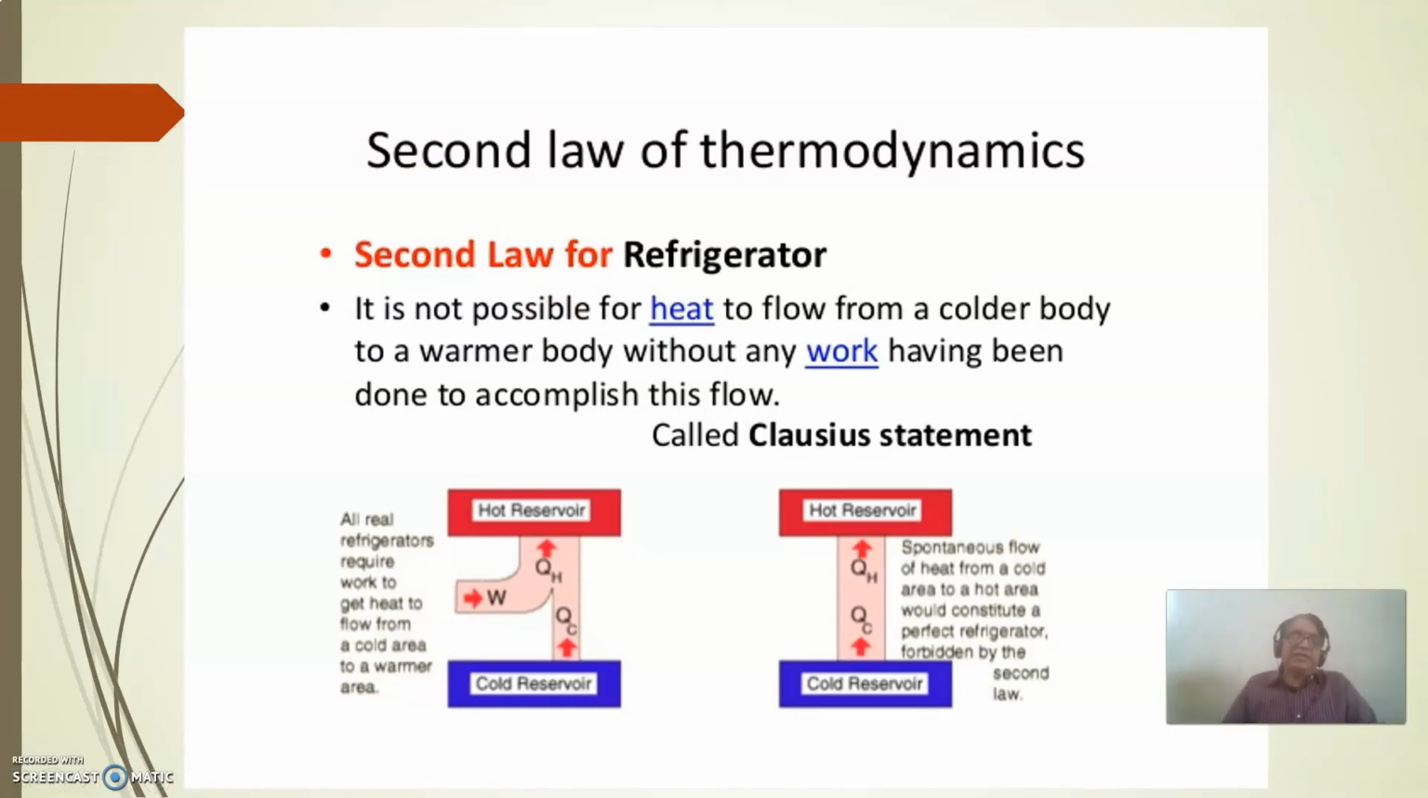That means heat can transfer from the higher gradient to the lower gradient, but it will not transfer the other way. Water can flow from the higher elevation to the lower elevation. If there is a difference in potential energy, then only it will transfer. So this is against nature. Against nature means against the laws we are following, right?